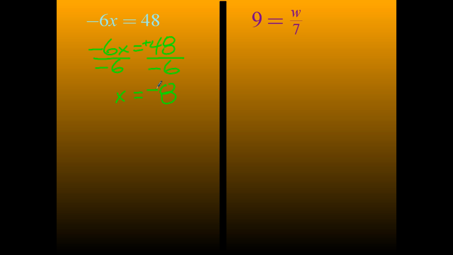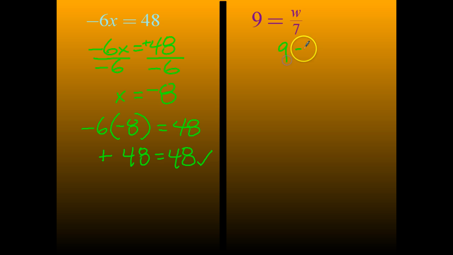And let's check it. If we do -6 and we multiply it by -8, do we get 48? Well, negative times a negative is a positive, and 6 times 8 is 48, right? And 48 does equal 48, so it works. Okay, let's take a look over here.